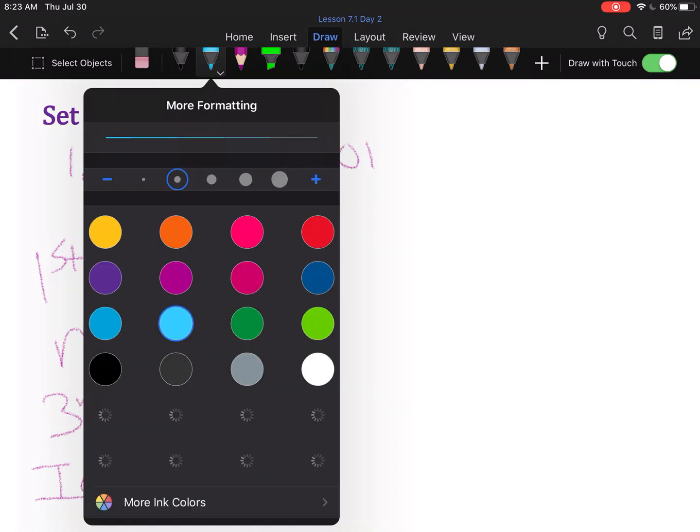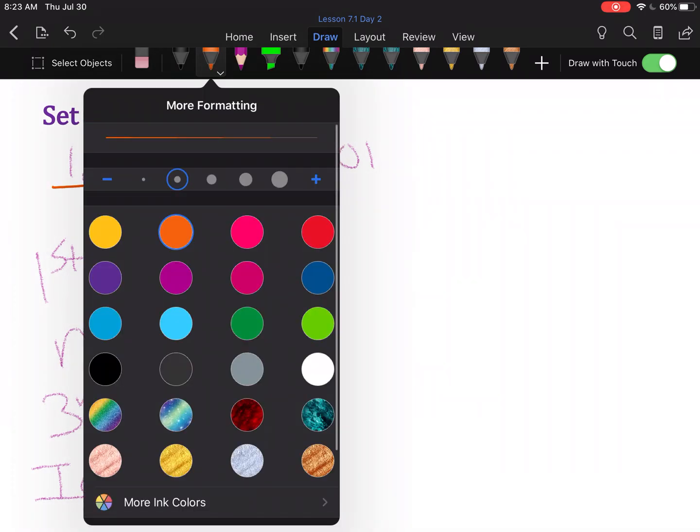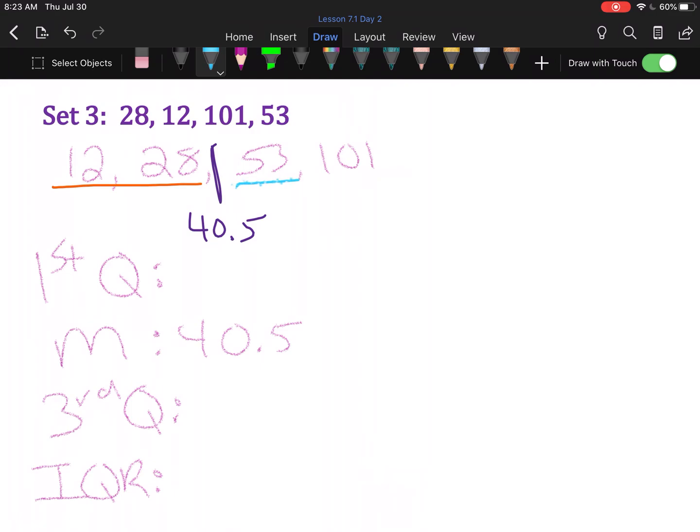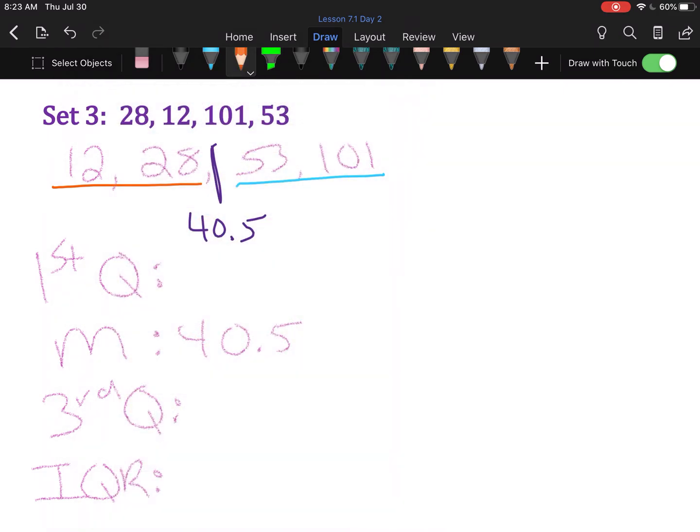So first, let's just double check. I have 2 numbers on the left. I have 2 numbers on the right. Well, 2 is equal to 2, so I have cut this set in half perfectly. So what's in between 12 and 28? Uh-oh. There's nothing in between 12 and 28 in this list.